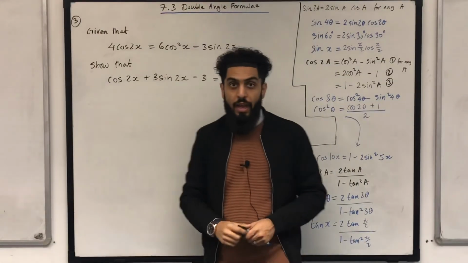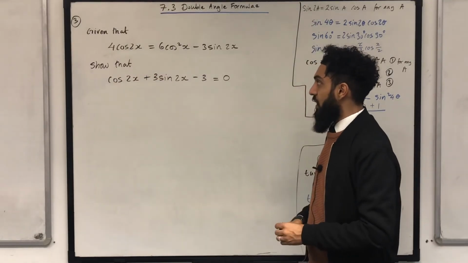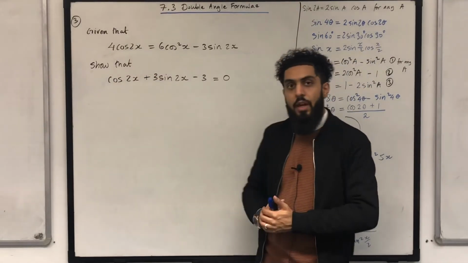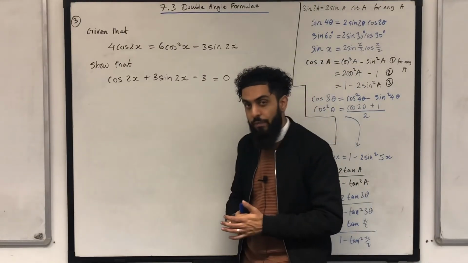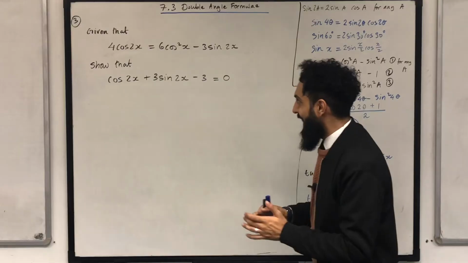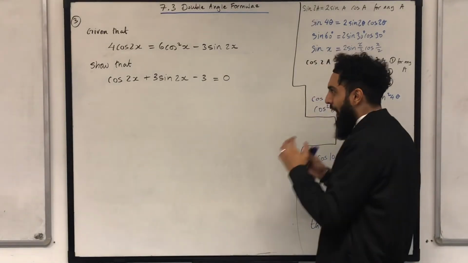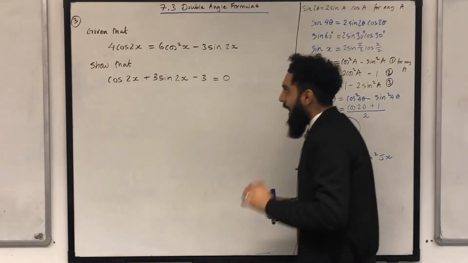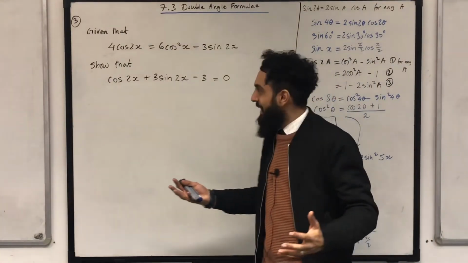Okay guys, let's have a look at question number 3 now. It says, given that 4 cos 2x is equal to 6 cos squared x minus 3 sine 2x, show that cos 2x plus 3 sine 2x minus 3 is equal to 0. Okay, this particular question is looking somewhat tasty. There is some spice in this question. I'm going to actually give it a go and taste the question.